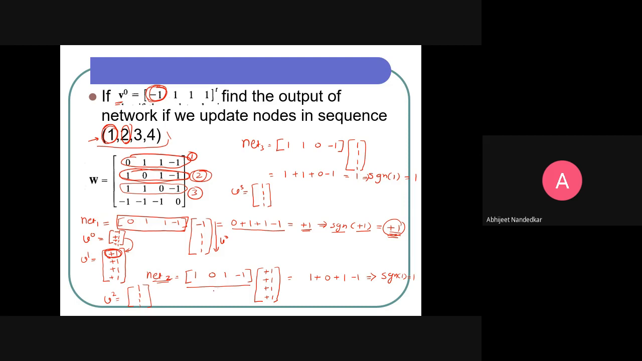And then I multiply with latest copy of V, that is V1. Okay, so then you will see that this is again positive. So sign of 1 is positive, so it is 1. Okay, so second position was positive here and it has remained positive. So even if I allow to flip that position, it has not changed.